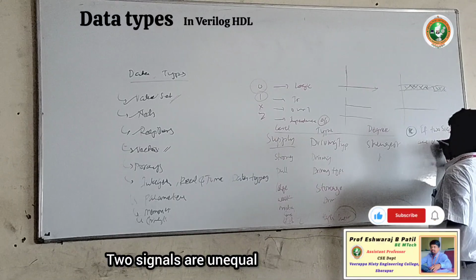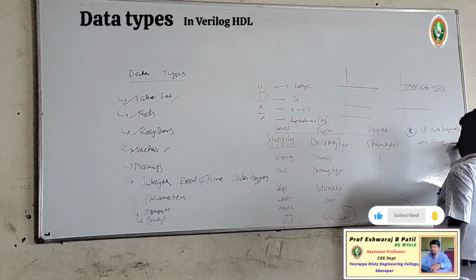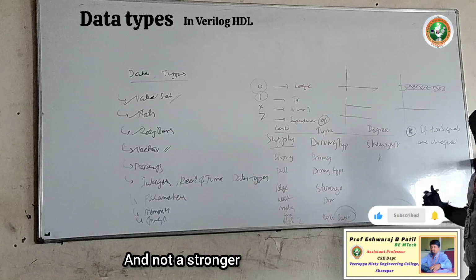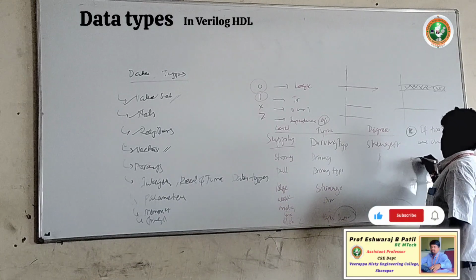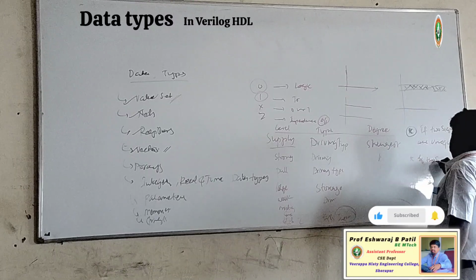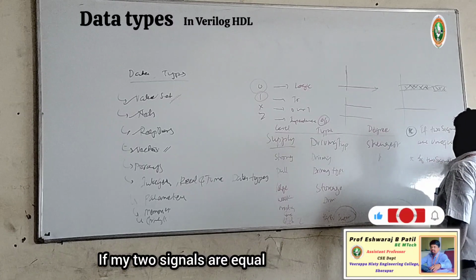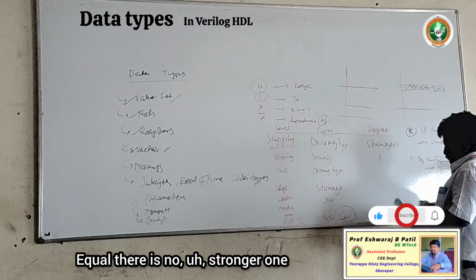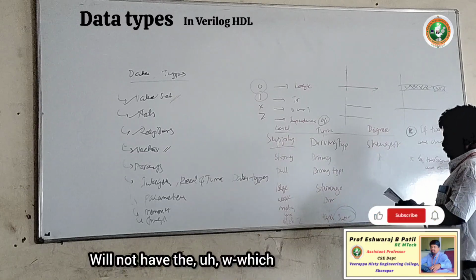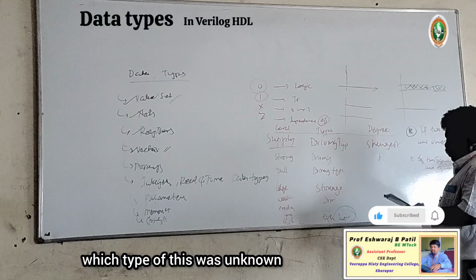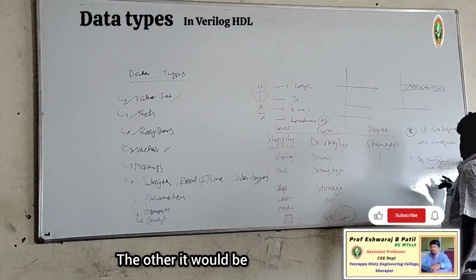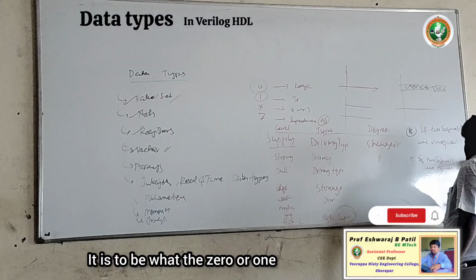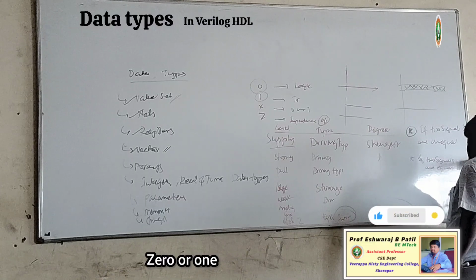If two signals are unequal, then the stronger one will come. If they are equal, then there is no stronger one. Okay, we will not have the stronger one; which type do we have? This is the unknown. It would be the unknown value. Unknown is nothing but X. It can be 0 or 1.